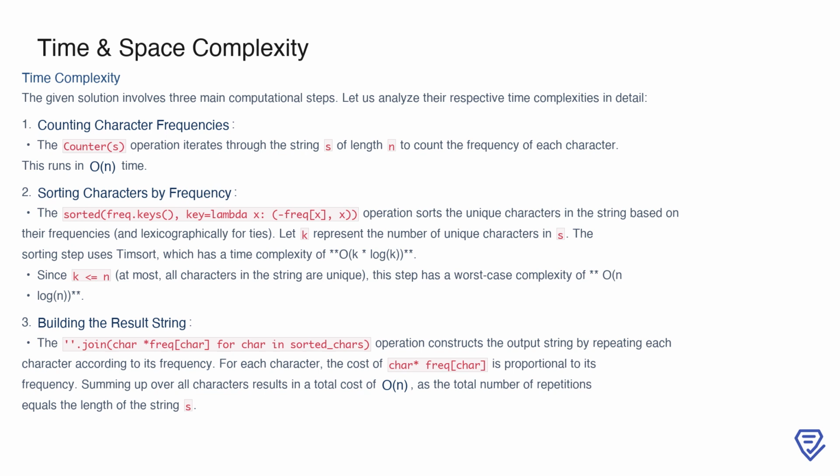However, since k is at most equal to n, in the case where all characters are unique, the sorting step has a worst-case time complexity of O of n log n. Finally, constructing the result string involves repeating each character according to its frequency. The total number of repetitions across all characters equals the length of the input string, so this step runs in O of n time. These 3 steps together make up the computational backbone of the solution.